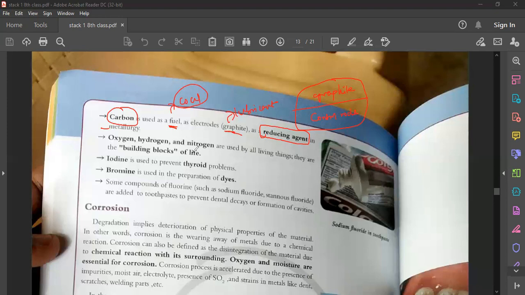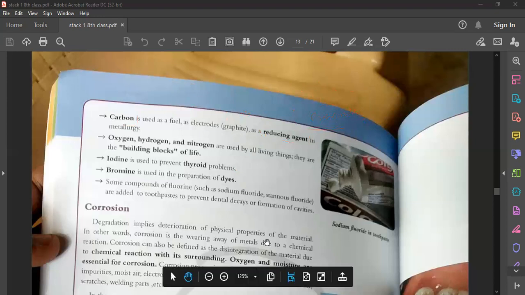Next, iodine. What about iodine? Deficiency of iodine will cause which disease? Thyroid. Not typhoid. Thyroid will occur. Typhoid will occur due to bacteria. Tincture of iodine is also used to treat wounds. Deficiency of iodine will cause goiter disease, or the thyroid, we will say. Okay, this is all about the different uses of metals and non-metals.